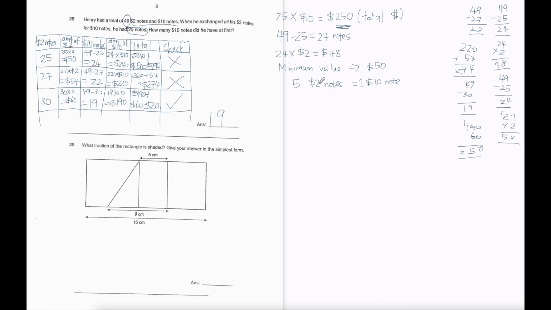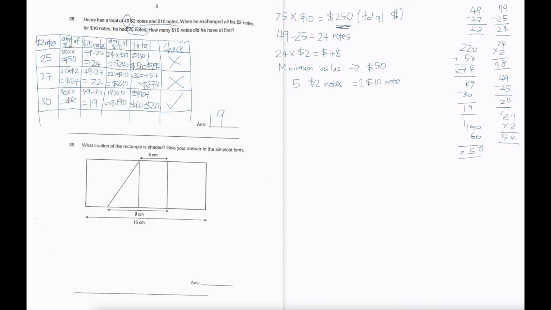Okay, so let's move on to 29. What fraction of the rectangle is shaded? It is obviously not shaded, nothing is shaded here, but I'm going to show you which part. This is the shaded part. We need to find out what fraction of the rectangle this part is, and I'm going to show you how we're going to do it.